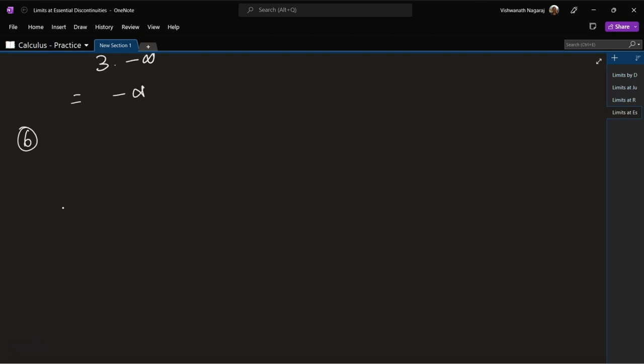Okay, let's look at the sixth one. Limit as x approaches 2 from the positive side of x square by 2x minus 4.